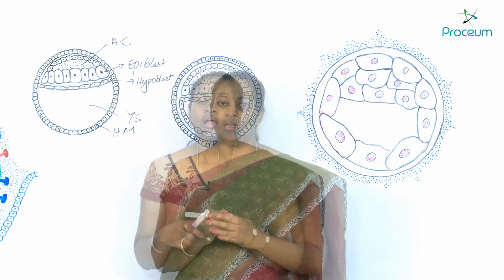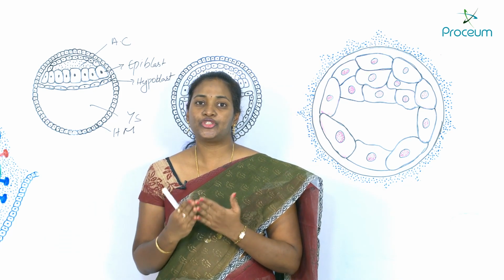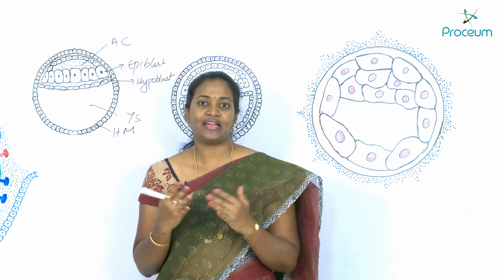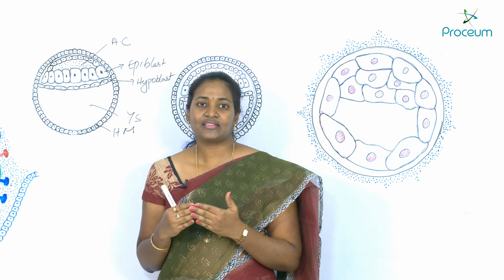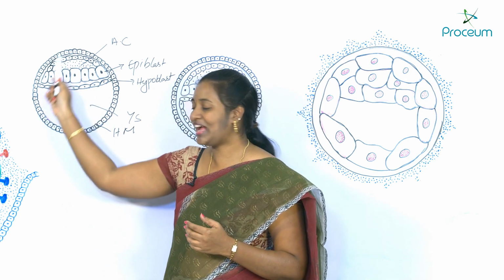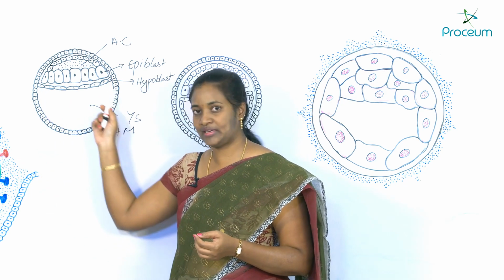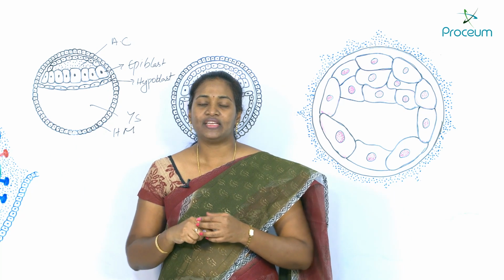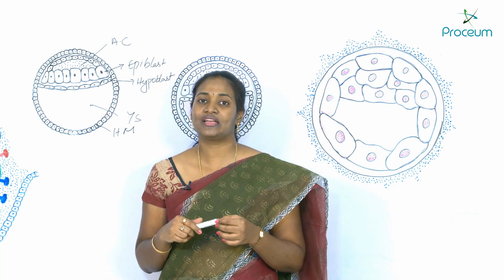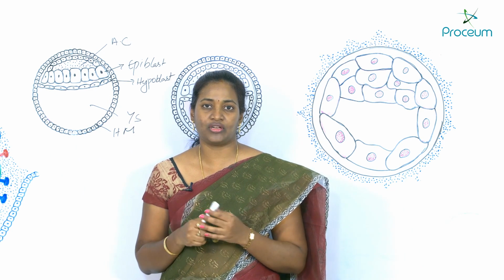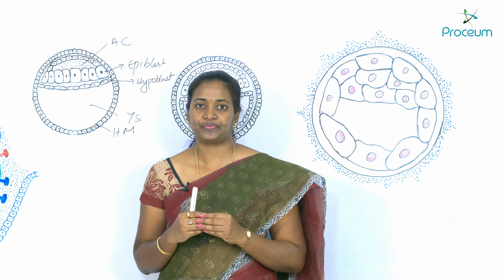sac internally. The extraembryonic coelom, which is formed outside, now splits into 2 parts as a somatopleuric and the splanchnopleuric layer. The somatopleuric layer lines the cytotrophoblast and the amnion, and the splanchnopleuric lines the yolk sac. The amnion is connected to the blastocyst by a cellular cord called the connecting stalk or the body stalk, which in later stages forms the umbilical cord.